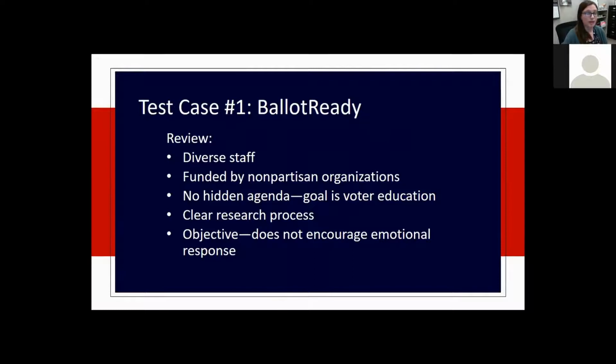Their primary goal is voter education, right? They have a clear research process that you can cross-examine. They don't keep any of that hidden. They're a very objective source. When you're on their site, and if you have a chance to explore it more, you don't get the impression that they're encouraging emotional responses or trying to sway you towards one candidate or another.